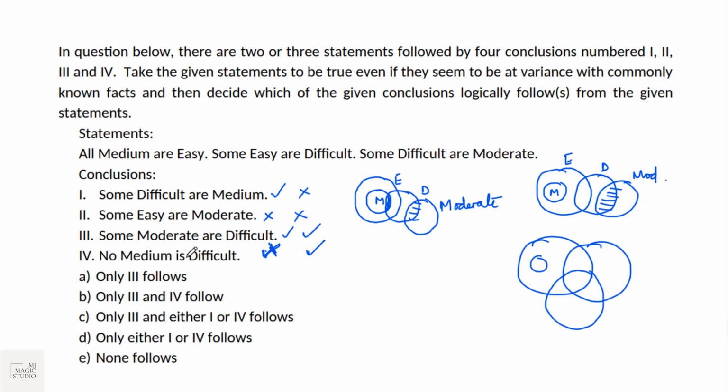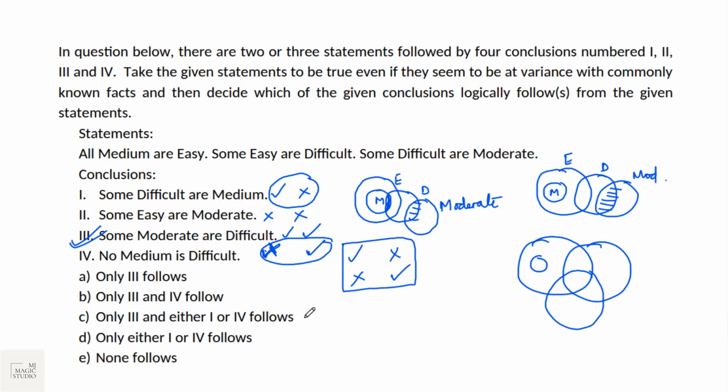Let's see now. Only 3 follows is correct. 3 is following. Only 3 and 4 follows? No. Only 3 done. Either 1 or 4 follows. In conclusion number 1 and 4, conclusion 1 is following in the first but not in the second. Conclusion number 4 is not following in the first but in the second. That means either of the conclusions will follow. That means 3 is following in both the Venn diagrams. Either 1 or 4 is following in the alternative Venn diagrams.